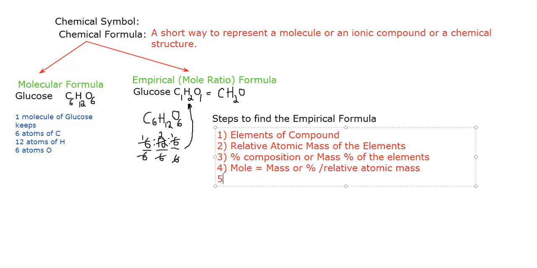The fifth step: find out the simplest mole ratio. And the last one, six: write the empirical formula. I'm going to share one example, and it will help you a lot. I'm going to take one example from the book, and this will help you a lot to understand that concept.